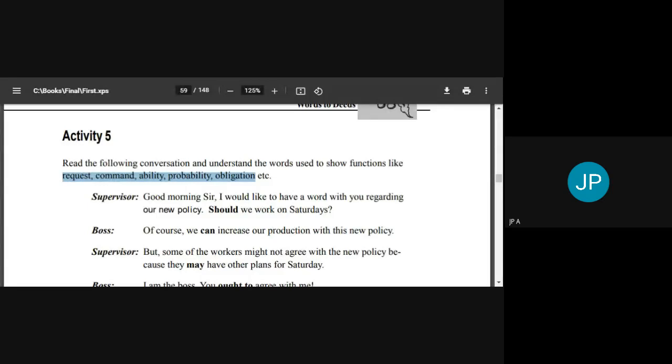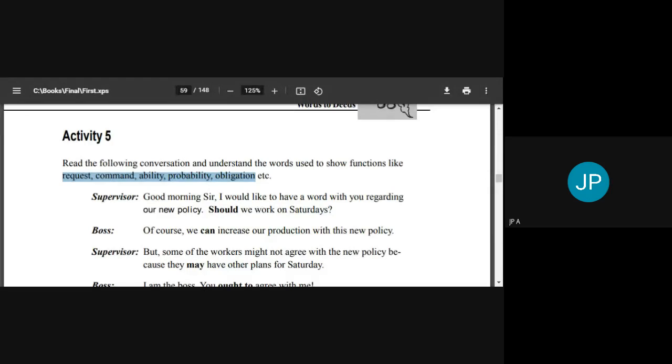I say you can come in. Now this is giving permission. When I say you can come in, it is giving permission. So can I come in is asking for permission. You can come in is giving permission.